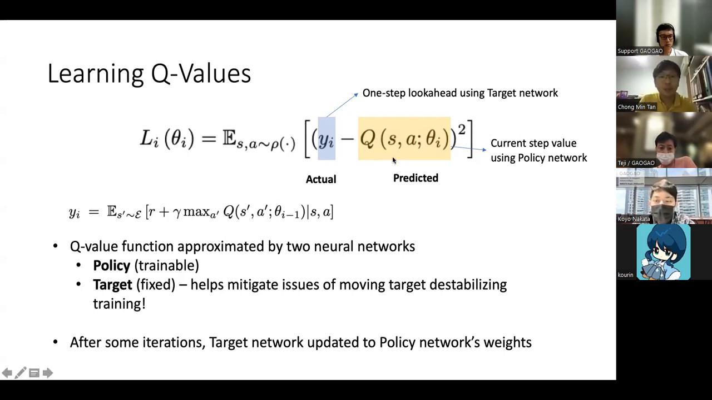Because remember, your predicted network is updated to the one-step look-ahead values. So once I update the target network to the policy network's weights, if all goes well, my target network will already incorporate the one-step look-ahead values. Then if I do this again, it's equal to two-step look-ahead. Then you do it again, it becomes three-step look-ahead. So it is going to a more accurate estimate if we keep doing this algorithm again and again.